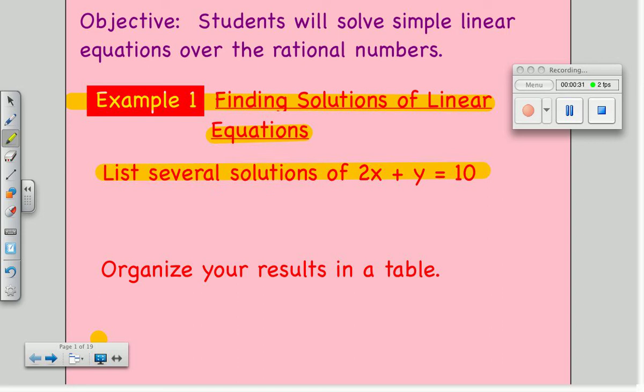So in other words, we're going to give values to x. We're just going to make them up. We can make x whatever we want. So let's make x 0. We'll make x 1. We'll make x 4. And let's make x 5.